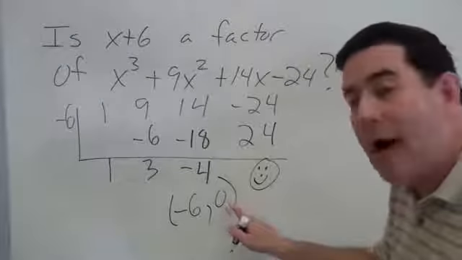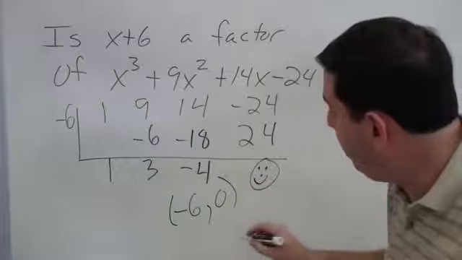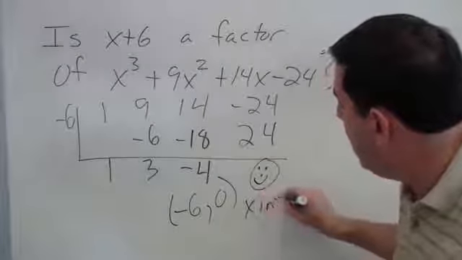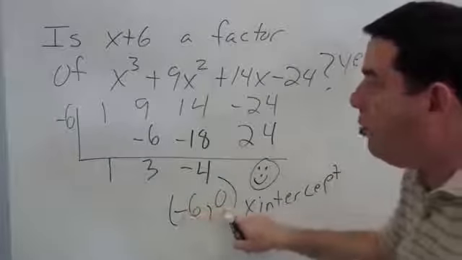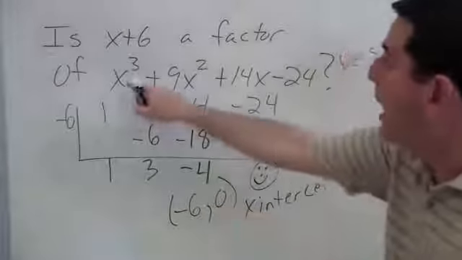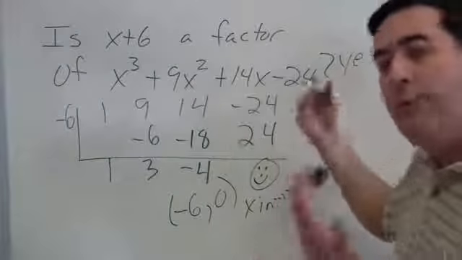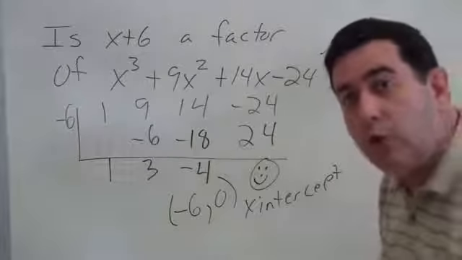Now, anytime your y value is 0, what you found here is what is called an x-intercept. -6, 0 is an x-intercept of this polynomial. That would help us to be able to draw the picture soon.